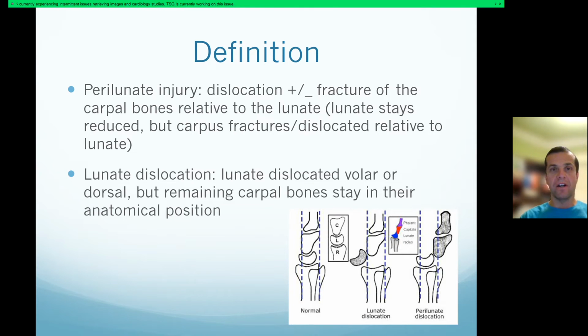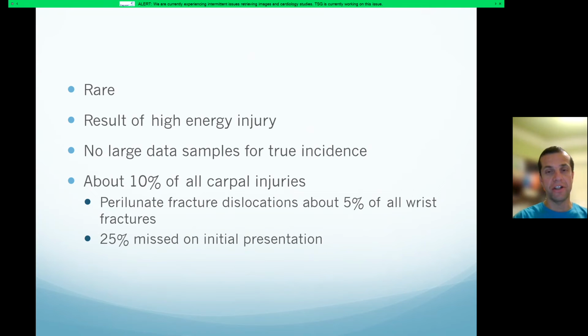Perilunate injuries are essentially dislocations or fractures of the carpal bones relative to the lunate, where the lunate stays reduced but the carpal bones around it are dislocated or fractured relative to the lunate. In lunate dislocations, the lunate dislocates volar or dorsal, but the remaining carpal bones stay in the anatomical location.